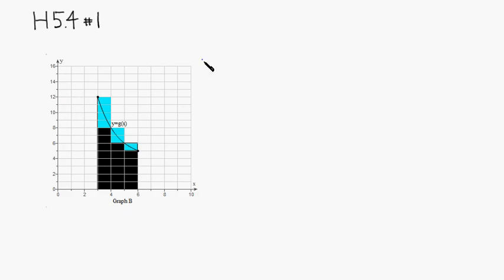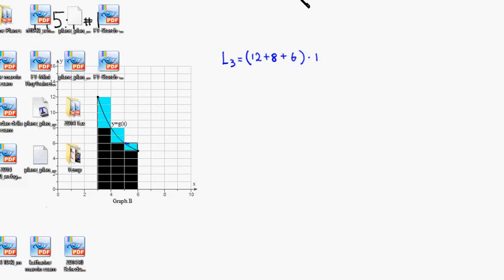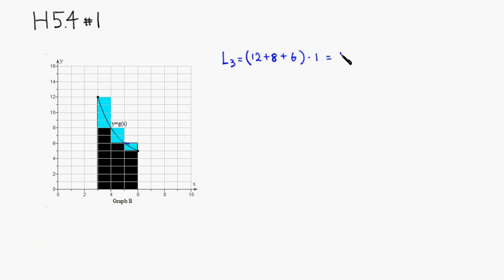The left sum for graph B would be L3. Using the left endpoint to determine the height, it looks like it's 12, plus the left endpoint to determine the height, 8, and the left endpoint to determine the height, it's 6. The base is still 1, so you have that. This is going to be 26. Let's type it in.